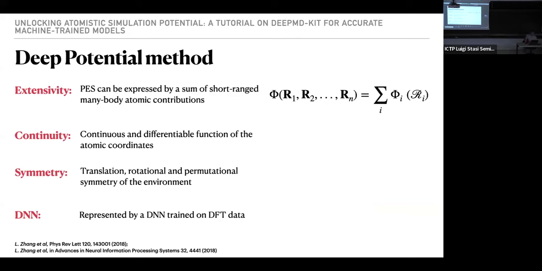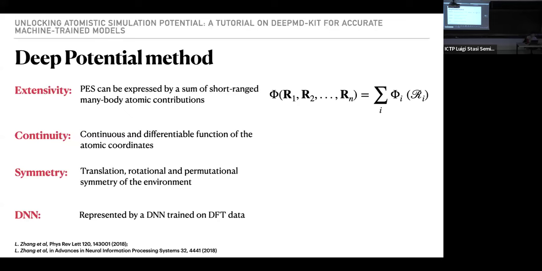So, among all these kinds of techniques, here we will focus on the deep potential method. This method is based on neural networks, and it was developed in Roberto Car's group in Princeton almost 6 years ago. We start here with the assumptions of this method.